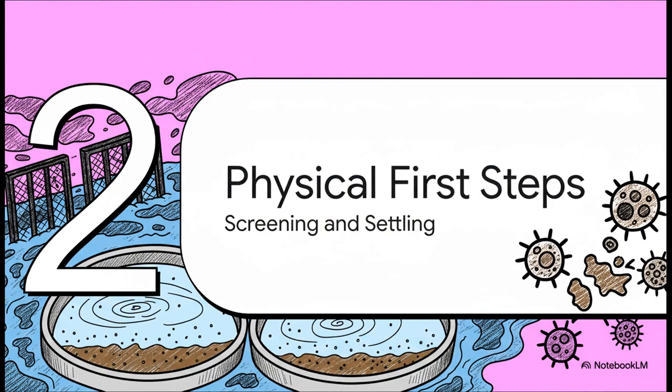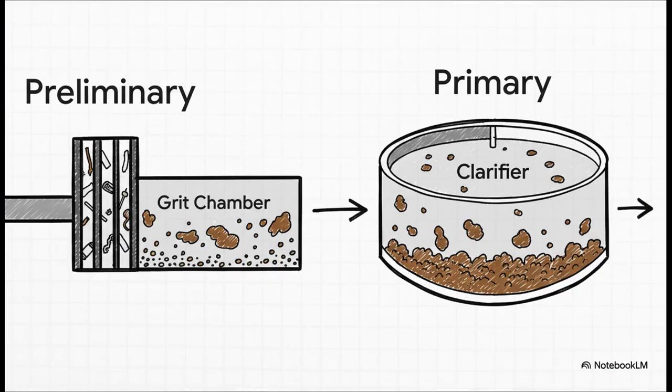Before we can unleash our army of microbes, we have to clear the way. These first stages are all about using basic physics, screens and gravity, to get rid of the easy stuff. This is the brute force part of the operation. And the engineering here is actually pretty clever.